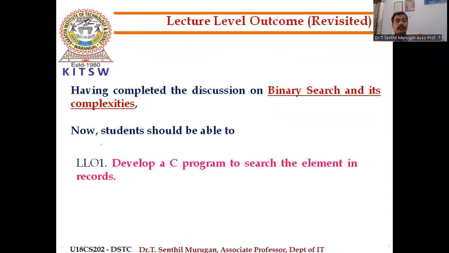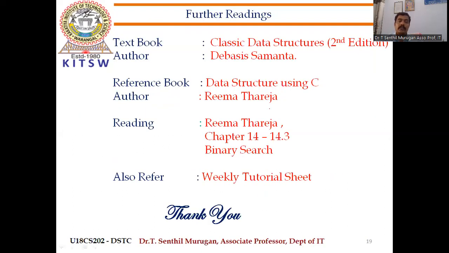Okay. So, lecture outcome revisited. Having completed the discussion on binary search and its complexity, students should now be able to develop a C program to search for an element in records. For further doubts, refer to the textbook, chapter 14, section 14.3, binary search concept. If you have any further doubt, come with the doubt and we will discuss it in classroom discussion.